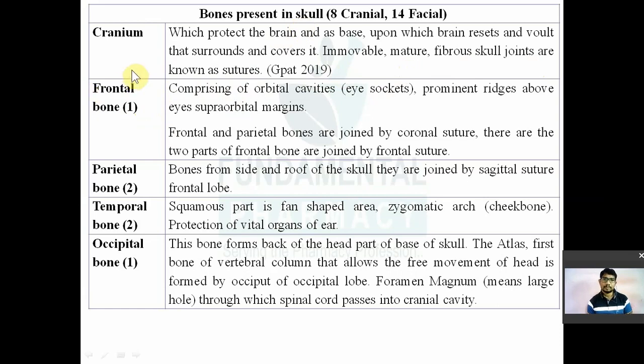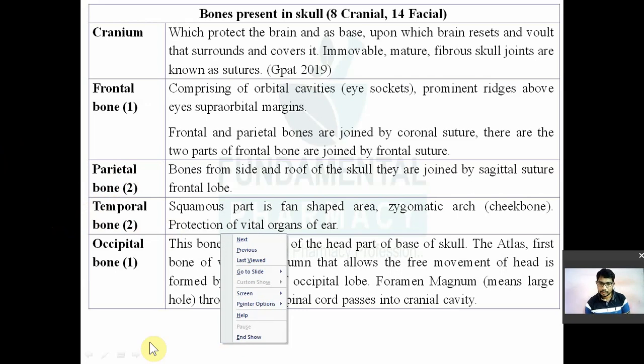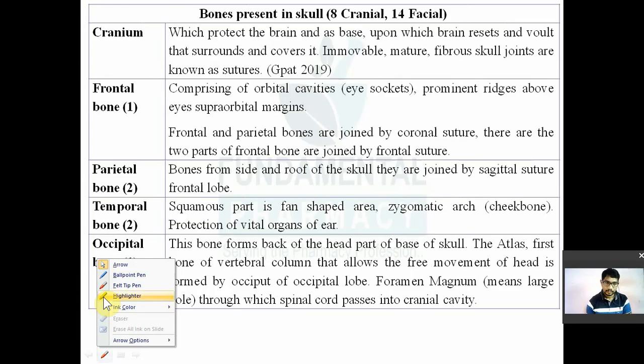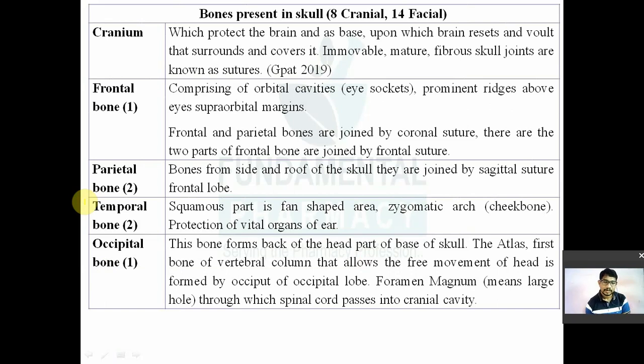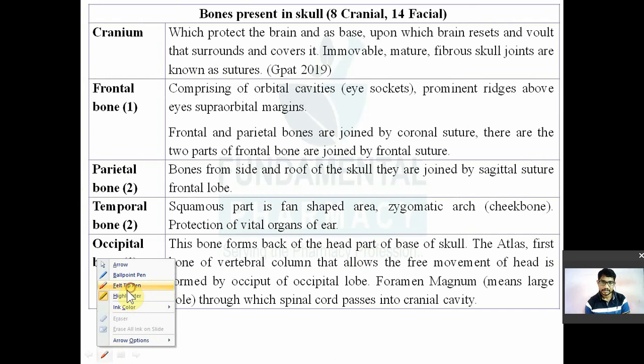Now bones of the cranium. So there are 8 bones present in the cranium. आपके खोपड़ी में 8 bones हैं. So the first one is known as the frontal bone, which is one in number. Frontal bone 1, then parietal bones 2, two parietal bones are there. Then temporal bones are also 2. Then the occipital bone is 1. One ethmoid bone is there, one sphenoid bone is there. So like that there are 8 bones. So there are different bones present in the skull. Cranial bones are 8 in number and facial bones are 14 in number.